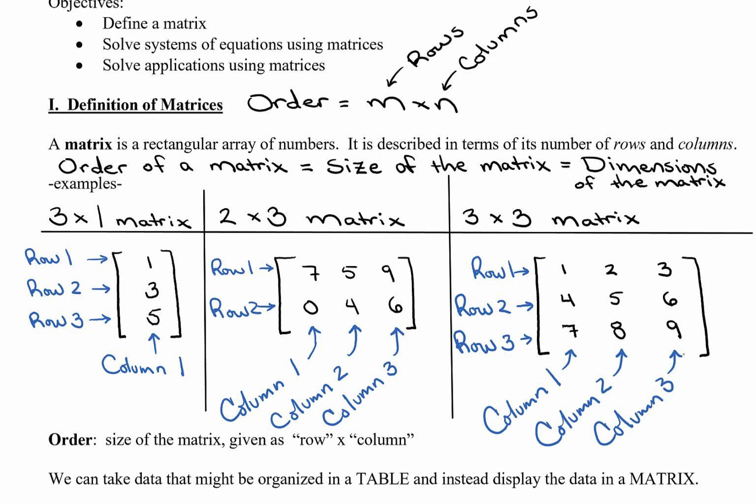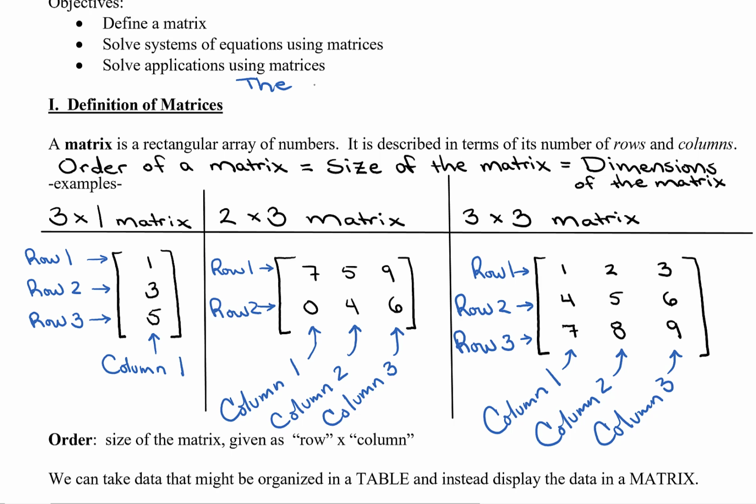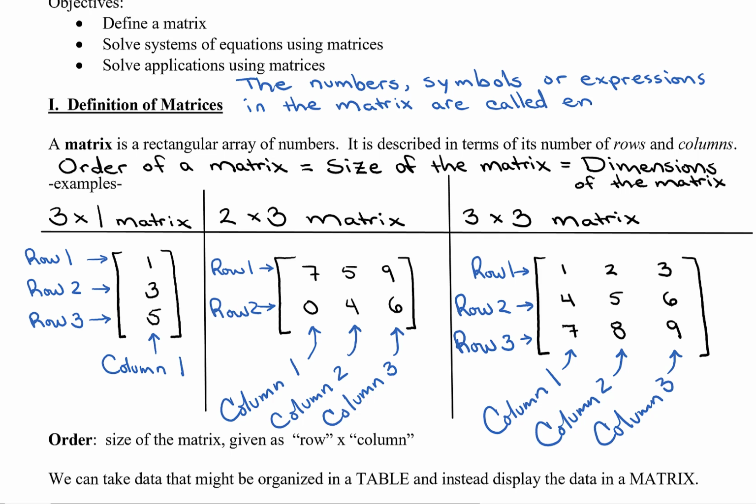So I've already stated that the order is the size of the matrix, and it's given as row by column. I'm going to erase where I wrote the order of the matrix is equal to m by n at the top. And in that area, I'm going to write: the numbers, symbols or expressions in the matrix are called entries or elements.